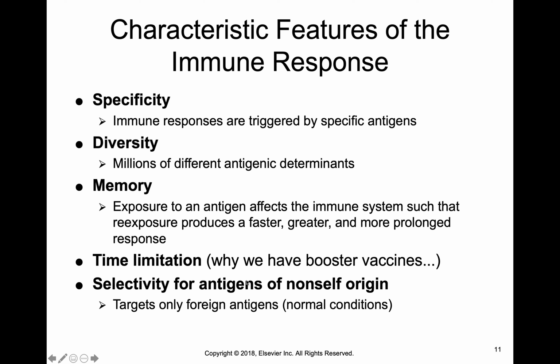And then there's also selectivity for antigens of non-self origin. What does this mean? It means that hopefully our immune system is only targeting the foreign antigens and the foreign invaders, so that our immune system really only deals with those. But certainly we do have conditions called autoimmune disorders, right, like rheumatoid arthritis and lupus erythematosus. And that's a situation where the immune system doesn't really differentiate between self and non-self, and so it starts to attack our own bodies.